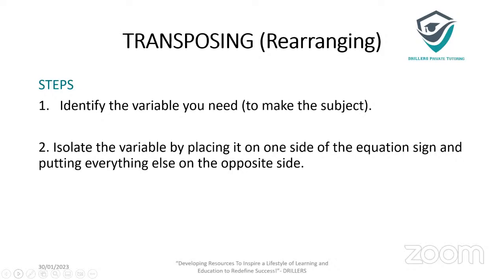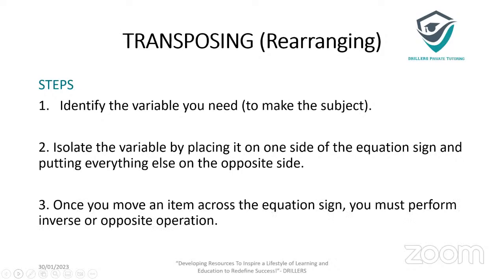The second thing you have to do is isolate that variable by placing it on one side of the equation sign and putting everything else on the opposite side. So you identify your variable, and then the next thing you want to do is isolate your variable. And remember, this is a key point in how we transpose. Once you move an item across the equation sign, you must perform the inverse or do the opposite operation. So you do the opposite, right? And we will look at some examples to explain that.